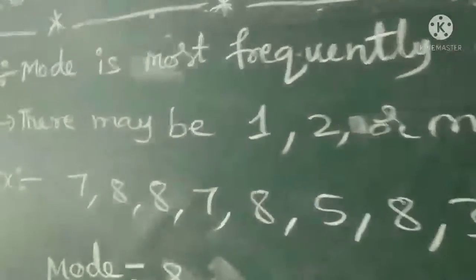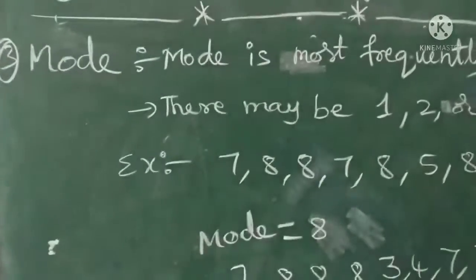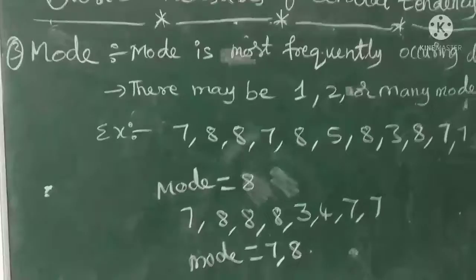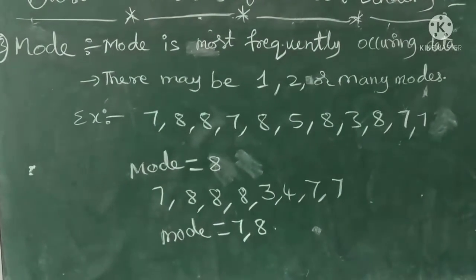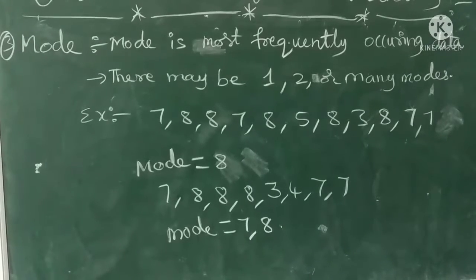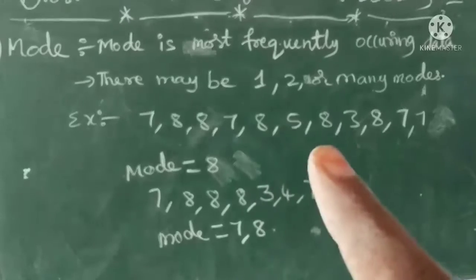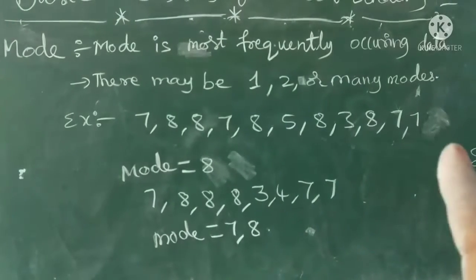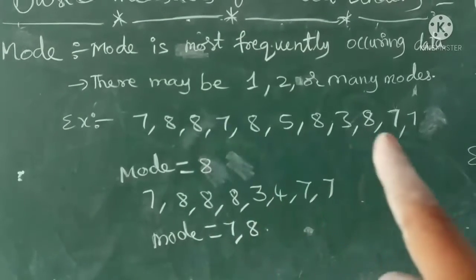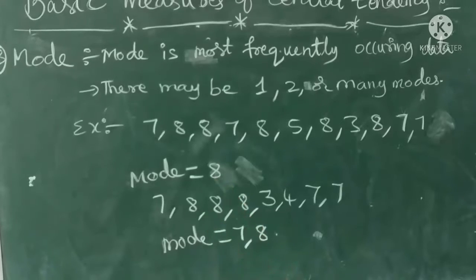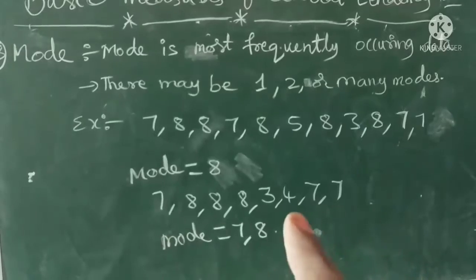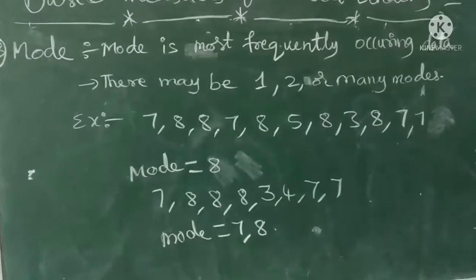Next, about mode. Mode is the third measure of central tendency. The definition for mode is the most frequently occurring data. There may be 1, 2 or many modes. See, with the help of an example, 7, 8, 8, 7, 8, 5, 8, 3, 8, 7, 7. Among them, which is most repeated here? 8, 5 times it is repeated. Therefore, here the mode is 8. In the next example, both 8 and 7 were repeated 3 times, so the mode will be 7 and 8.